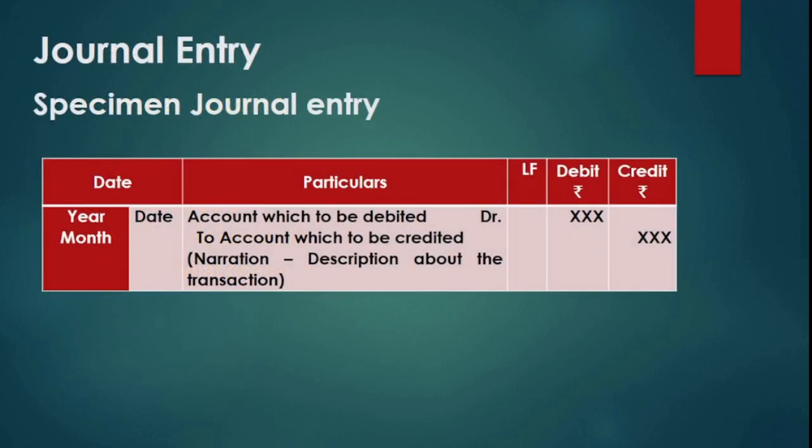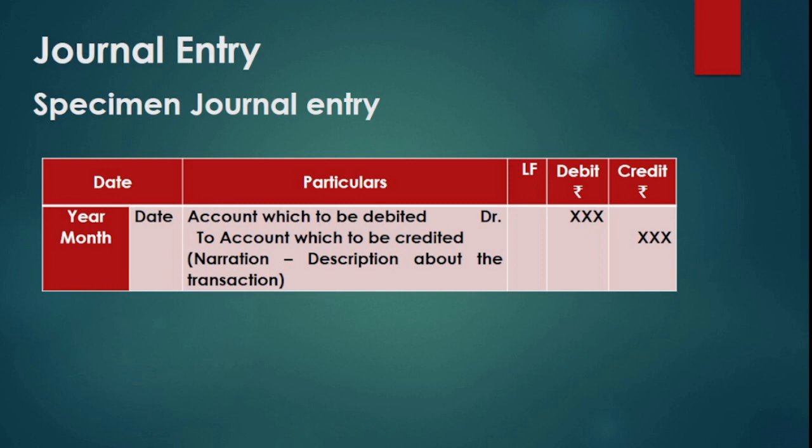Now we will see the format for journal entry. This is a specimen journal entry. Date column. There the first one is for writing year and month, and the small column is for writing date. Then the particular column, there we are going to write the name of the accounts. This is for ledger folio. It's called a debit column, and this is called a credit column.